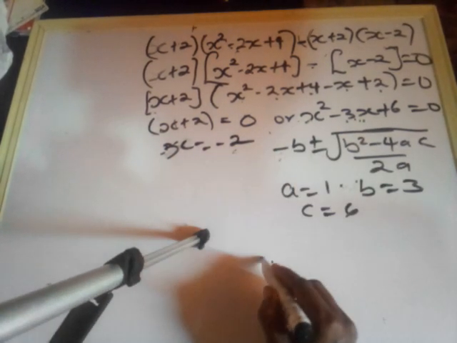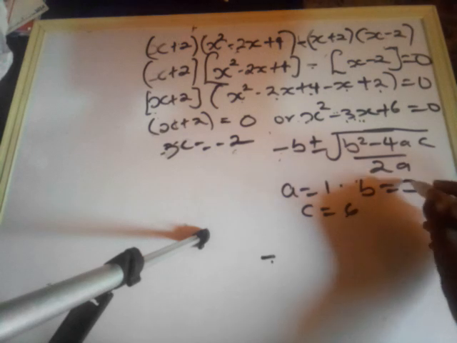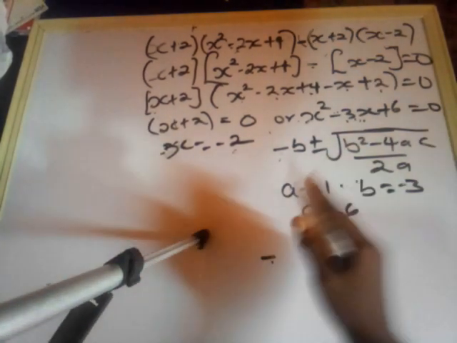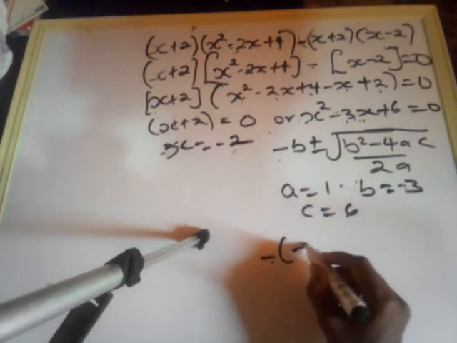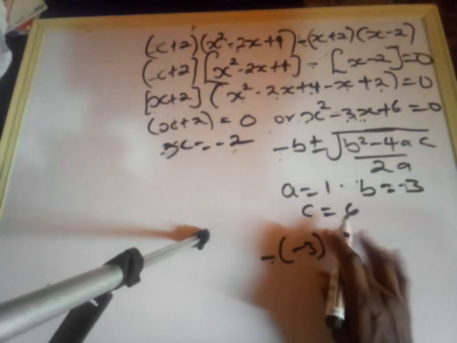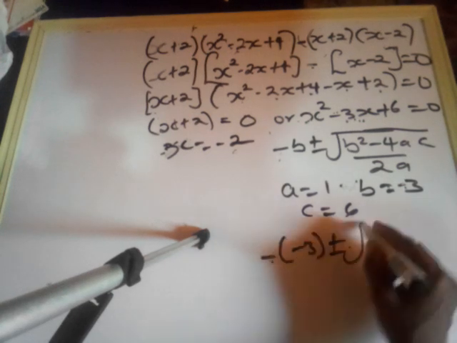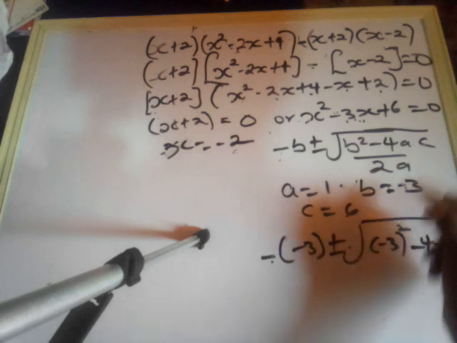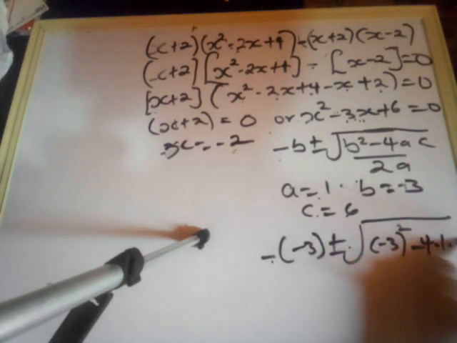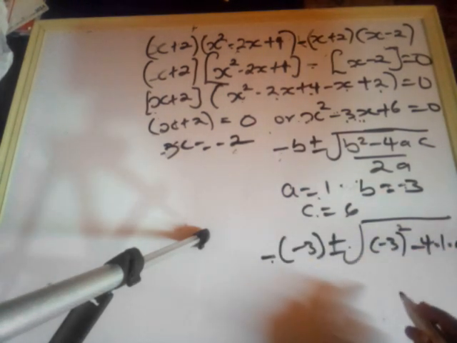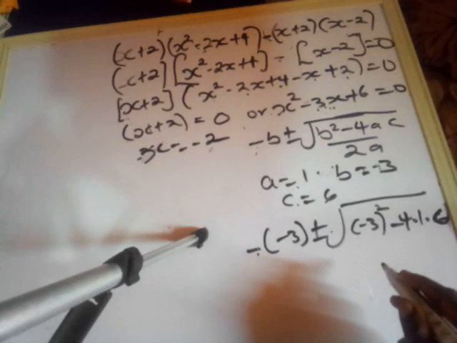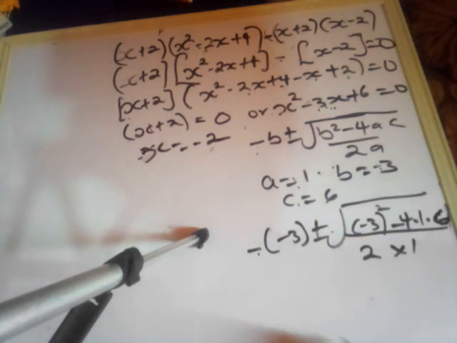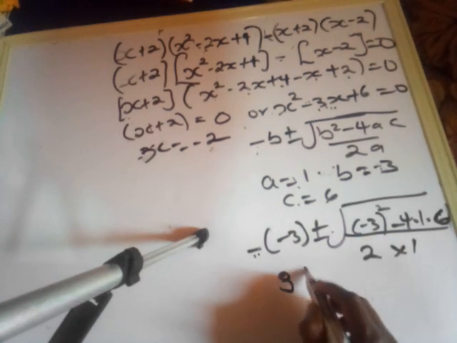So minus b is what? This b is minus 3. Don't forget, this is minus 3. So minus b is equal to 3. Then we have plus or minus the square root of b squared, which is minus 3 squared, minus 4 times a, what is our a? 1, times c, which is 6, over 2 multiplied by a, which is 1. So we have minus times minus gives us 3 plus or minus.